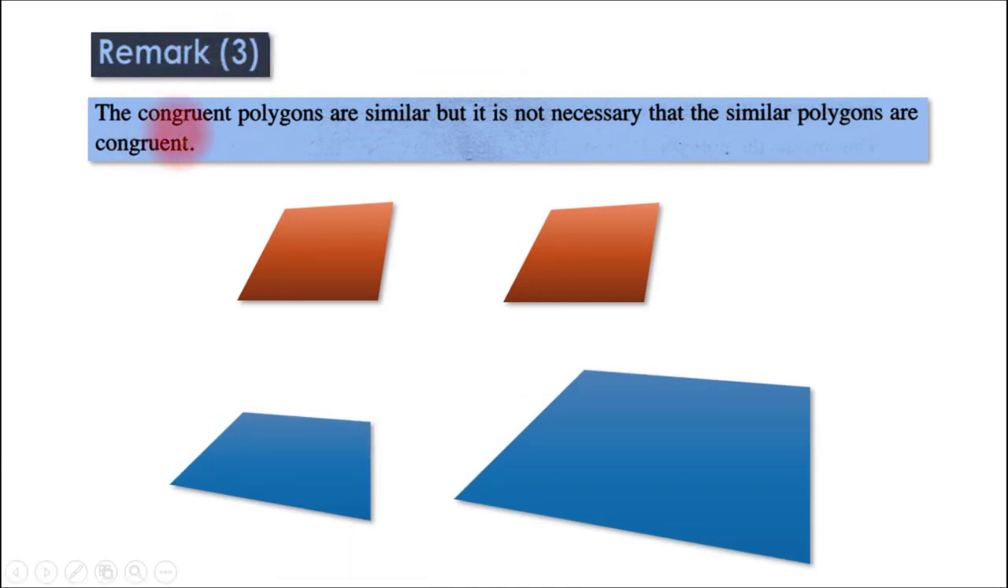Remark 3: congruent polygons are similar, but it's not necessary that similar polygons are congruent. We have here two polygons that are congruent, have the same size, then they are similar. But these two polygons are similar, but they are not congruent.